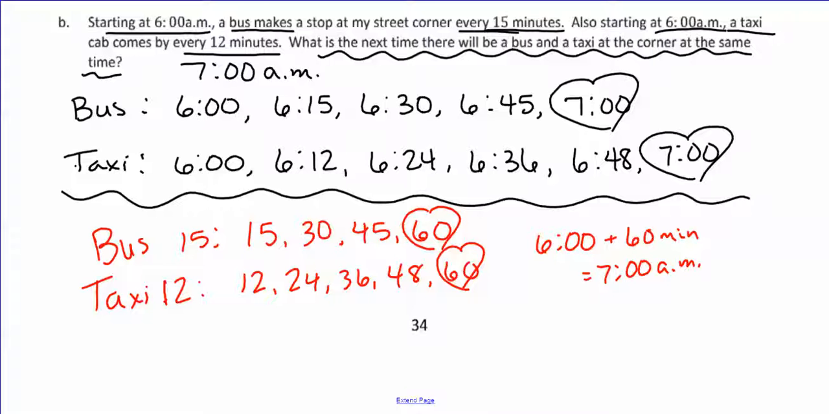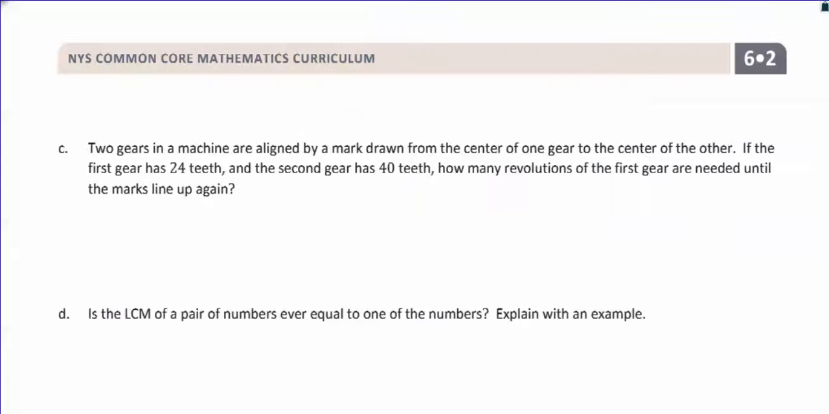All right, we're going to flip the page. There's another problem I'd like to do with you guys regarding gears on a machine. Do you guys know what gears are? Yeah. All right, so they have little teeth, and they go together. So it says, two gears in a machine are aligned by a mark drawn from the center of one gear to the center of the other.